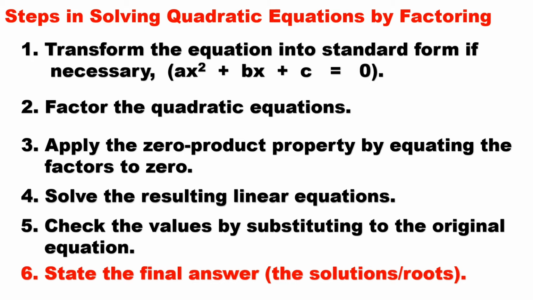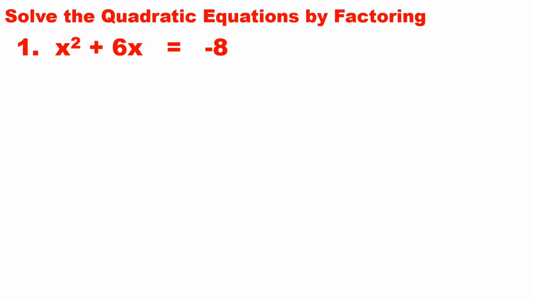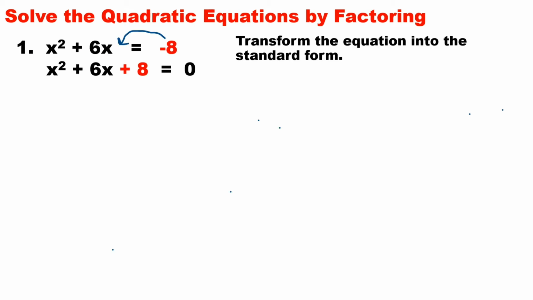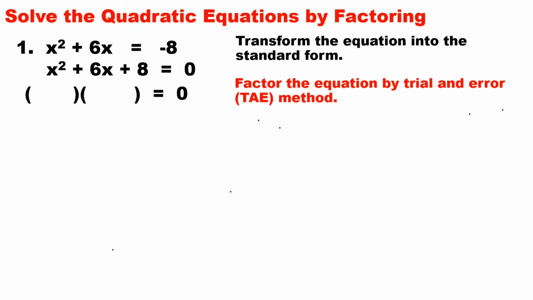For this time, we will solve some quadratic equations by factoring. Number 1. x squared plus 6x equals negative 8. First to do is to transform the equation into its standard form by transposing negative 8 from right to positive 8 to the left. Since the quadratic equation is already in its standard form, factor the equation by trial and error, or the so-called TAE method.